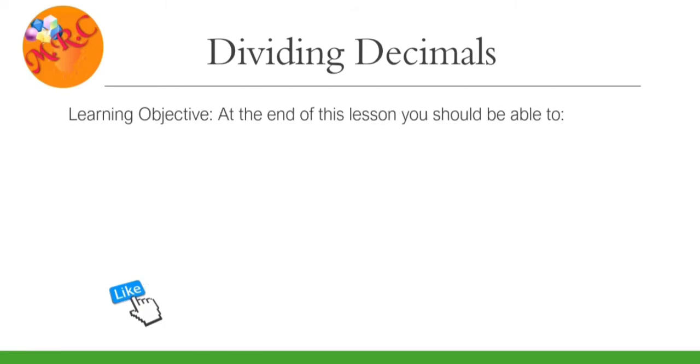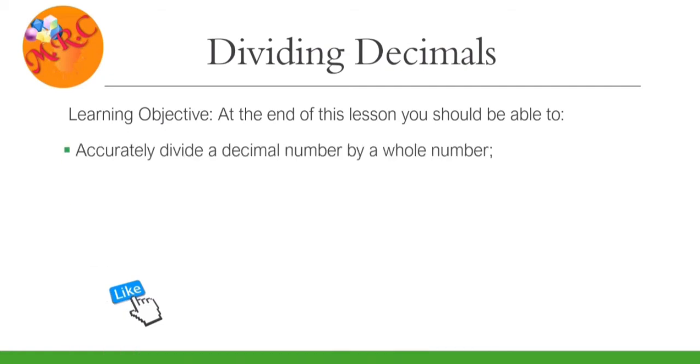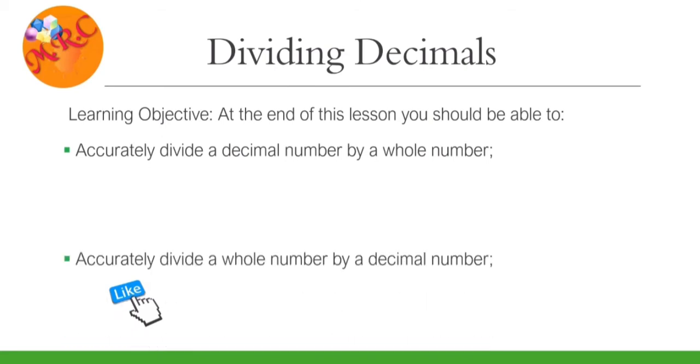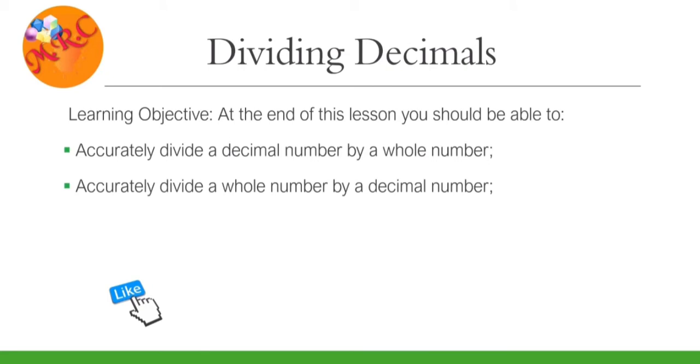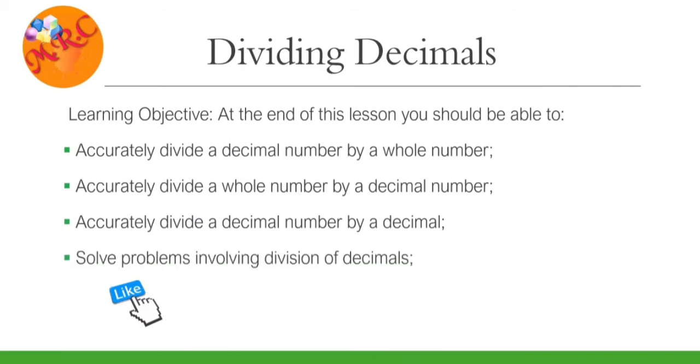So our learning objectives are, at the end of this lesson, you should be able to: 1. Accurately divide a decimal number by a whole number. 2. Accurately divide a whole number by a decimal number. 3. Accurately divide a decimal number by a decimal. And 4. Solve problems involving division of a decimal.